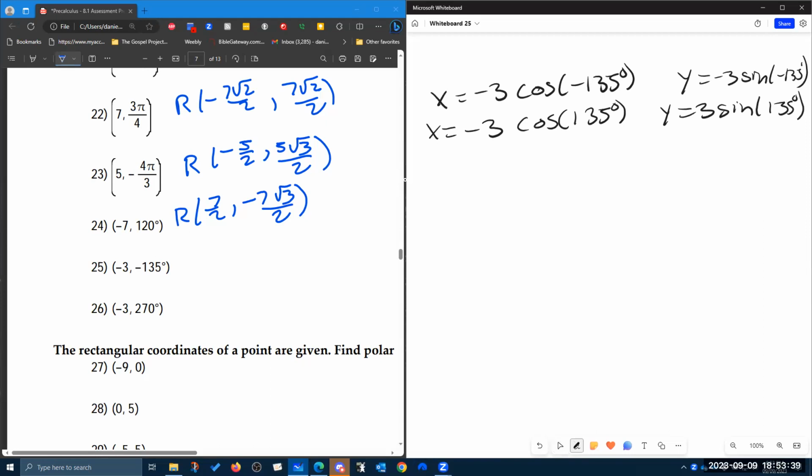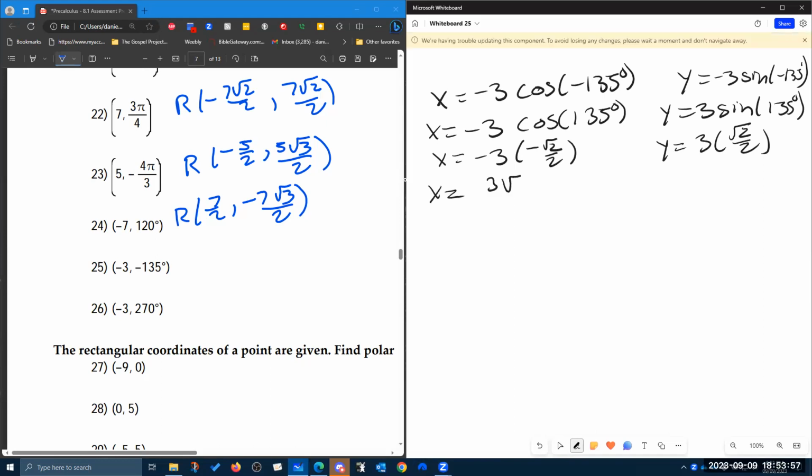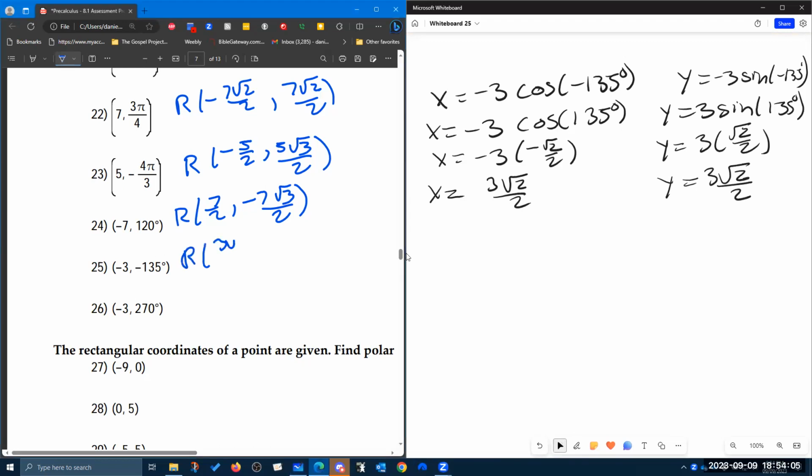And then x is going to be equal to negative 3 times, and then cosine is going to be negative here, and sine is going to be positive there. X is going to be positive 3 root 2 over 2. And y is also going to be a positive 3 root 2 over 2. Just like we said, that puts us in quadrant 1.